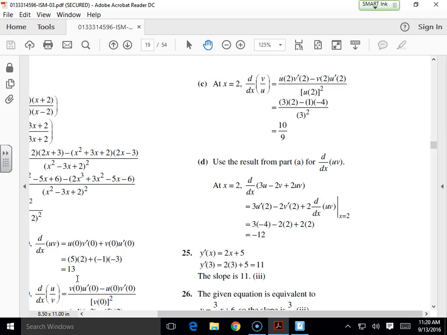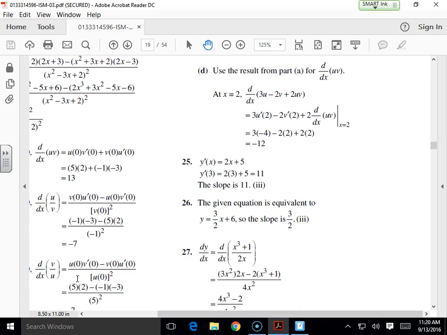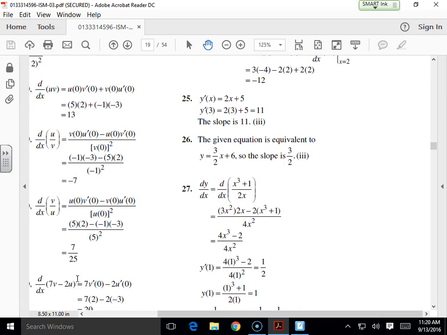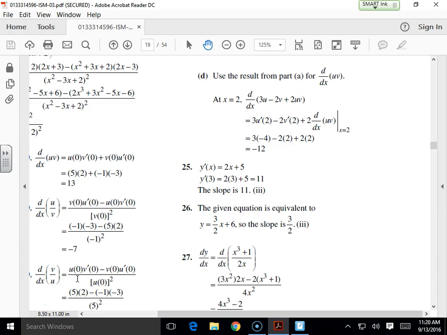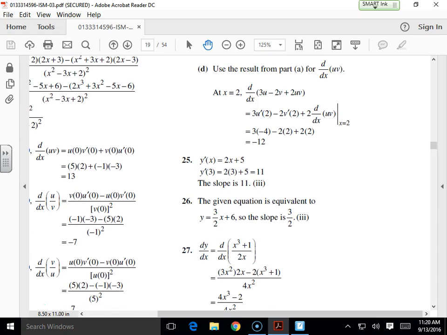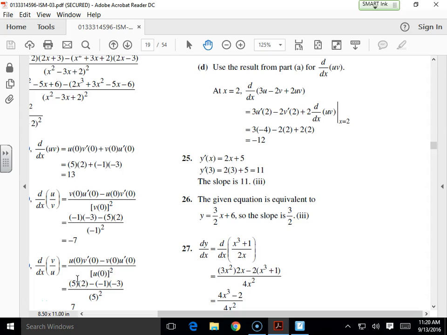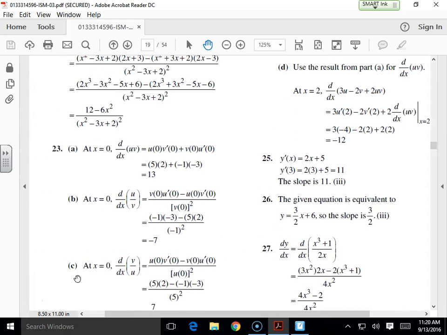Wait, why? Because they're all constants. I don't know what I did wrong. Check it out. Make sure you wrote down the right problem. Did we get negative 12 for D? We'll come back to it. Alright, what's the next one? 28.